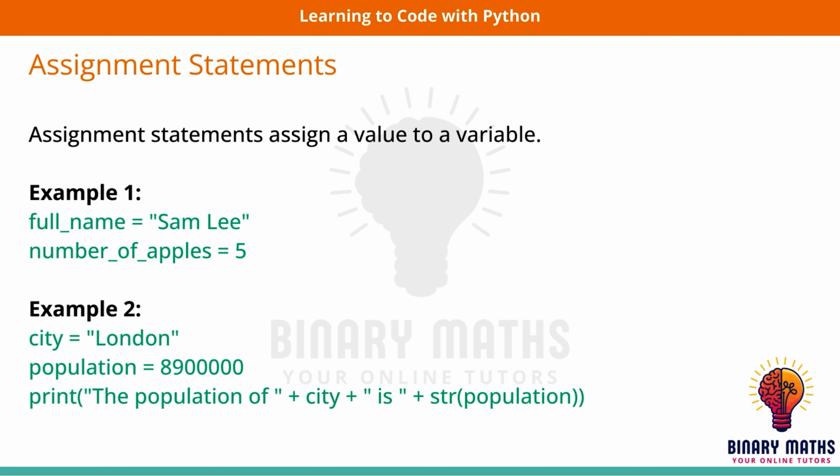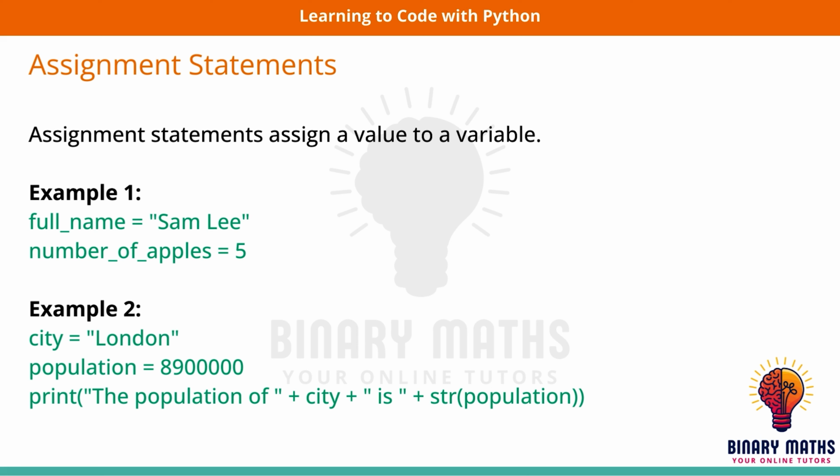Moving on to assignment statements, these are used to assign a value to a variable. If the variable doesn't already exist, it's created. So for example, full name equals Sam Lee, number of apples equals 5. These statements create variables and assign values to them.